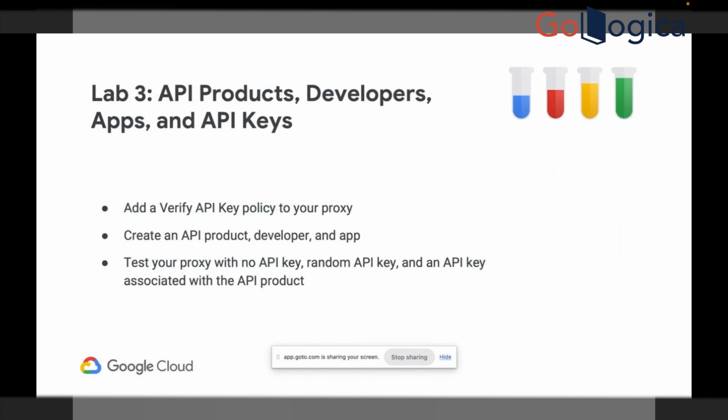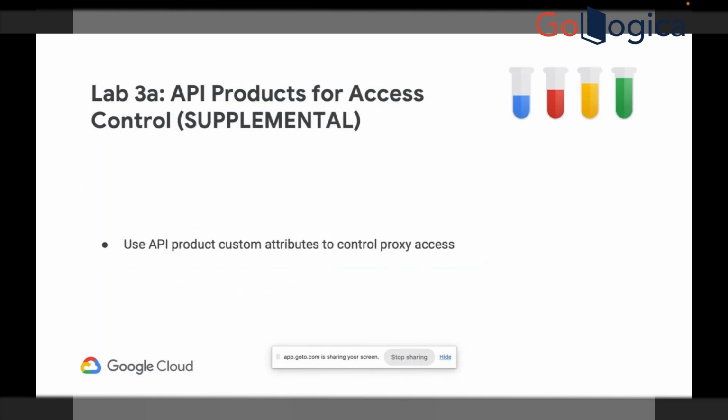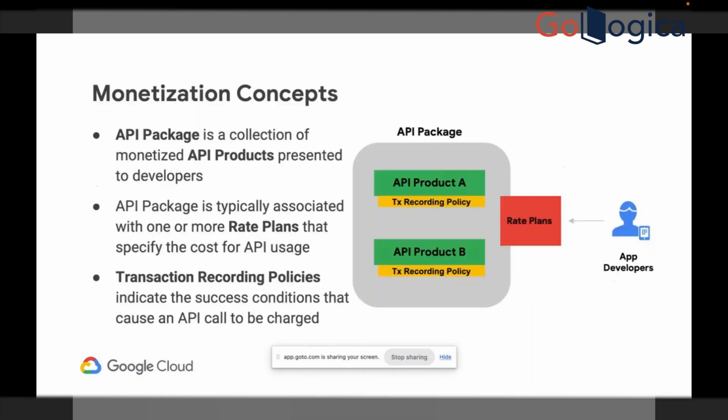So that lab we will do day after tomorrow. Tomorrow, with Raju, we will do lab number 2, and then the day after we will do lab number 3 with the API product, developer and API keys. And then there is another supplemental lab. If you get time, you can do it on your own. There are folders for the supplemental lab, and you can follow the step by step guide in your own time.